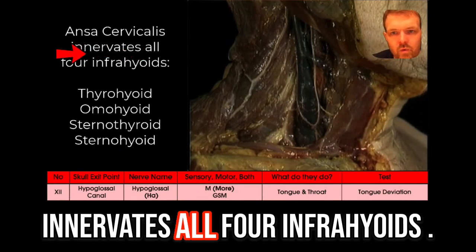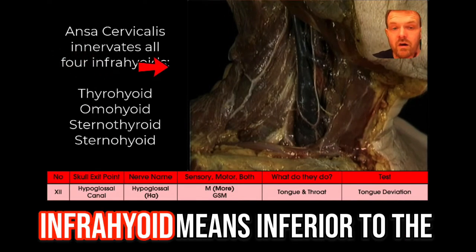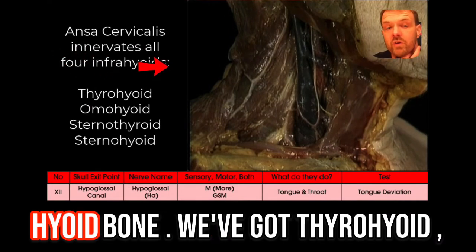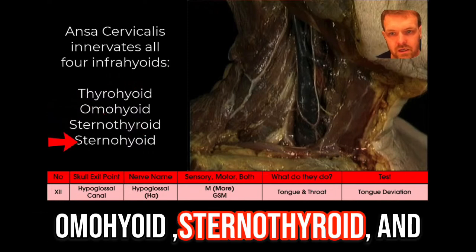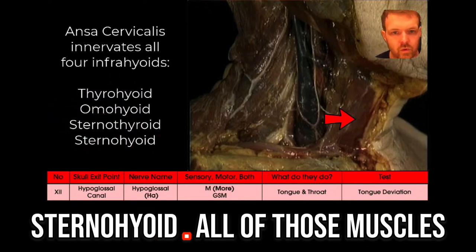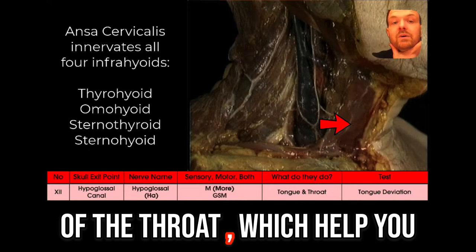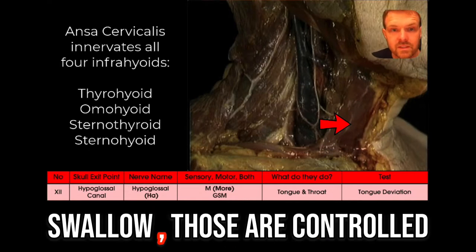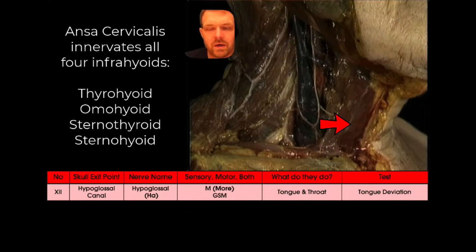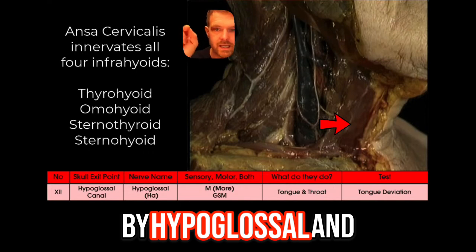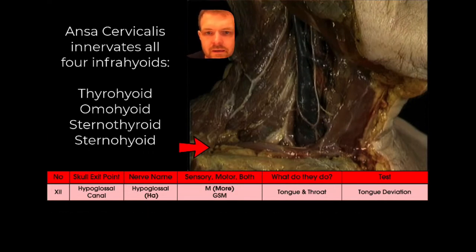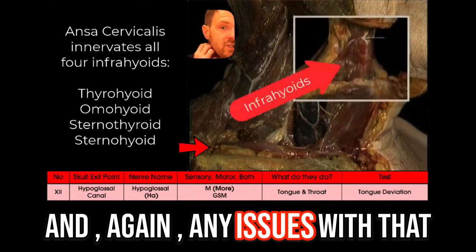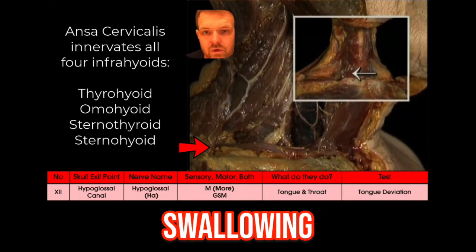So it innervates all four infrahyoid muscles. Infrahyoid means inferior to the hyoid bone. We've got thyrohyoid, omohyoid, sternothyroid, and sternohyoid. All of those muscles of the throat, which help you swallow, are controlled by the hypoglossal and the ansa cervicalis from C2, C3. And again, any issues with that and you will struggle with swallowing.